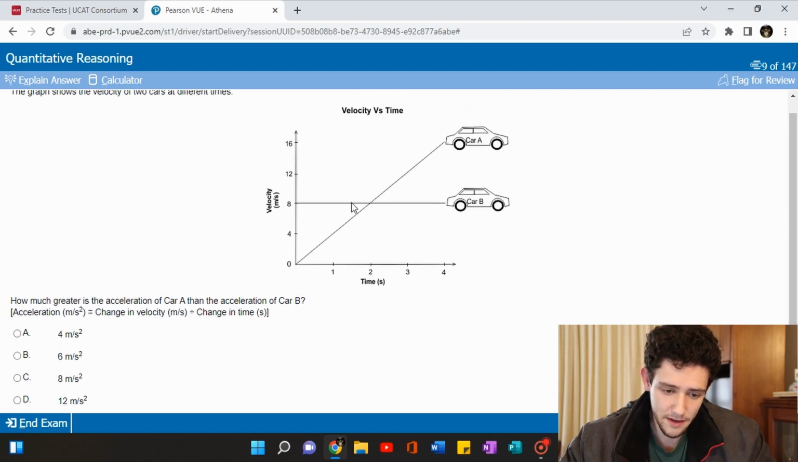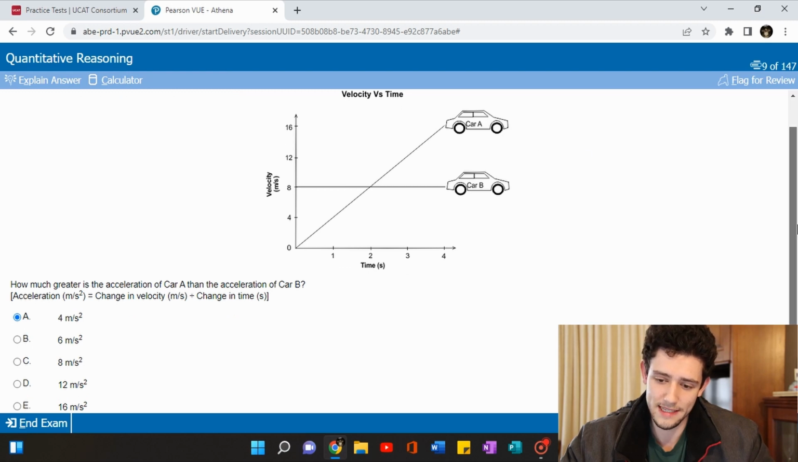So if you did your revision, you'd know that this straight line means there's no change in velocity, because the velocity is constant. So car B has an acceleration of zero, and car A has increased from zero velocity to 16 meters per second over a period of 4 seconds. So 16 divided by 4 is 4 meters per second squared. So the difference is 4.